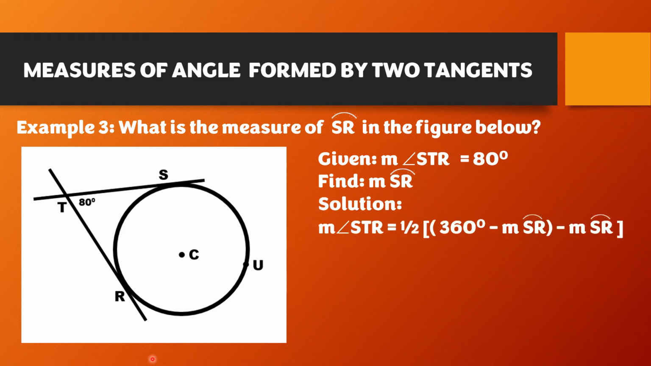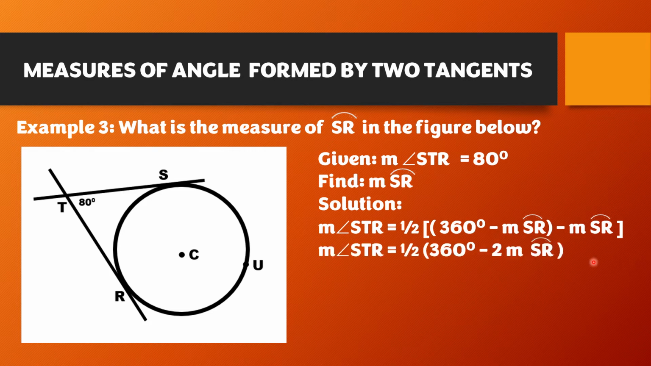So for the solution, we have the measure of angle STR is equal to 1/2 times 360 degrees minus the measure of arc SR, that is the measure of arc SUR. 360 degrees minus arc SR is the measure of arc SUR. And then minus the measure of arc SR by applying the external angle theorem.